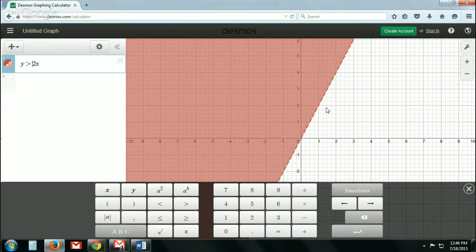When we cannot use (0, 0), just pick somebody else that the line missed to substitute in. If it's true, you shade that side. If it's false, shade the opposite side.